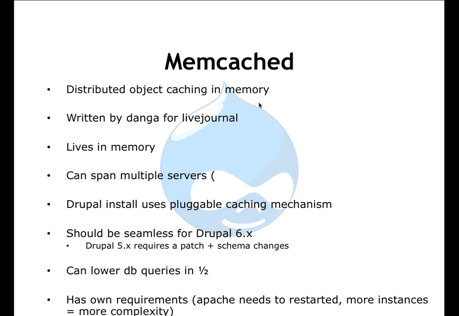It has its own requirements, and by that I mean Apache needs to be restarted anytime you restart memcached. And adding more instances means there is going to be more complexity, because the content for each site requires some sort of key that it can hash all of this cached content into.